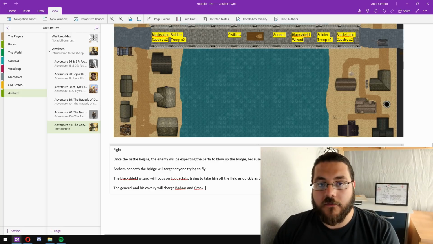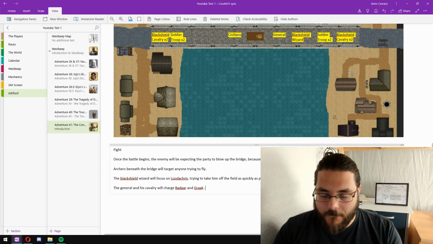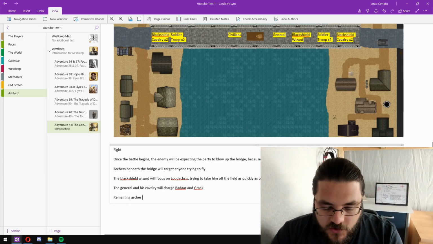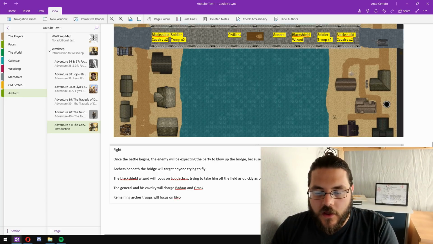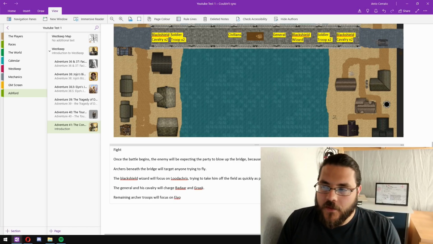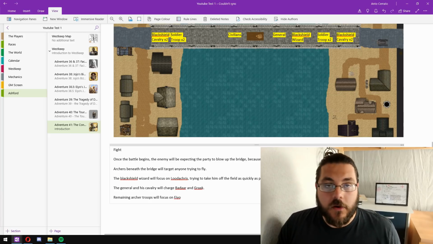So the general and his cavalry are going to make them a priority. As soon as they appear on the field, whatever the general and these cavalry are doing, they will break off and go for them. What else? The remaining archer troops will focus on Ao, who is the party's monk. They will have heard about how difficult Ao is to hit in combat because of her insane monk AC. So instead of trying to fight her hand to hand, they will overwhelm her with arrows.